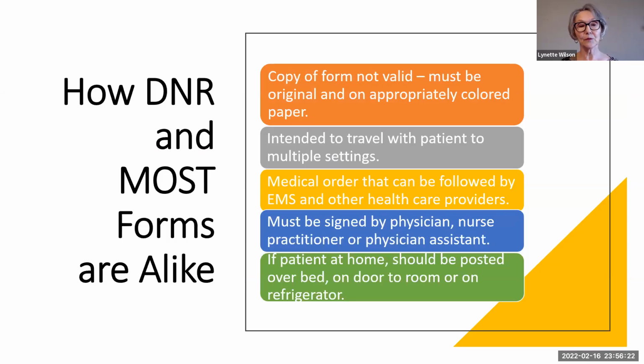So how are the DNR and the MOST forms alike? A copy of either of these forms is not valid. It must be originals, and they must be on the appropriately colored paper. Again, for the DNR, it's that kind of goldenrod yellow. For the MOST form in North Carolina, it's that bright pink I've been showing you. Both forms are intended to be portable to travel with the patient to multiple settings. They are medical orders signed by a medical care provider that are to be followed by EMS and other healthcare providers that are involved in the care.